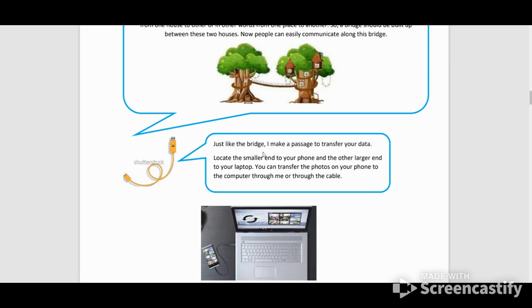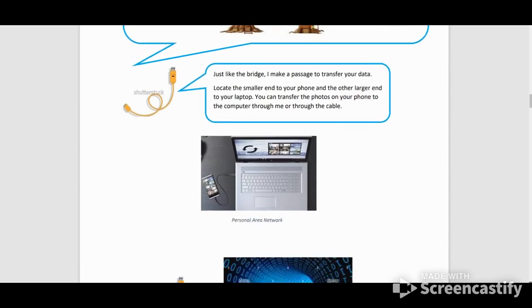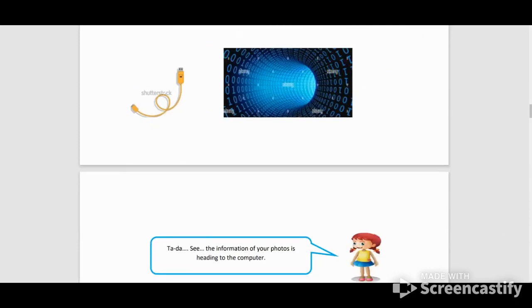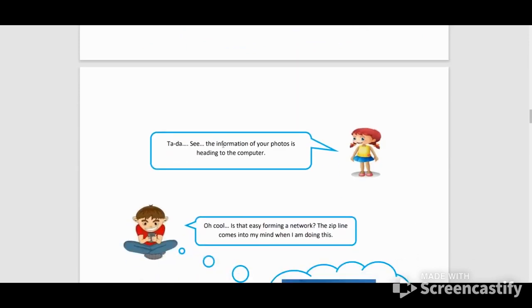Just like that bridge, I make a passage to transfer your data. Connect the smaller end to your phone and the other larger end to your laptop. You can transfer the photos on your phone to the computer through me, the cable. Woohoo! Wee! I'm moving! Woohoo! Ta-da! See? The information of your photos headed to the computer.